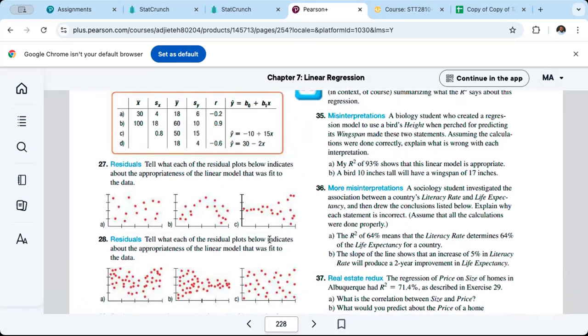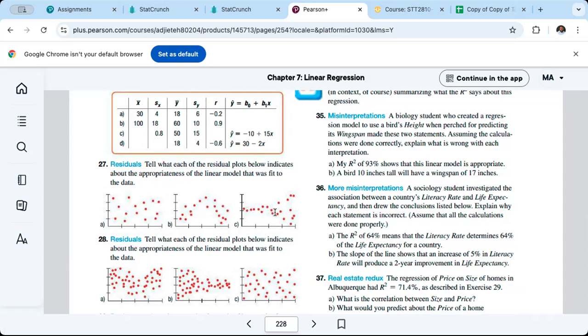Now let's get to question 27. It says, tell what each residual plot below indicates about the appropriateness of the linear model that was fit to the data. What it means is that you should check if the linear model that was fit to the data is appropriate or not. Is that okay? So for example, let's do the easy ones. Here, I can see that the model is not appropriate. Why? Because the relationship is non-linear. So here you can see that the model is not appropriate.